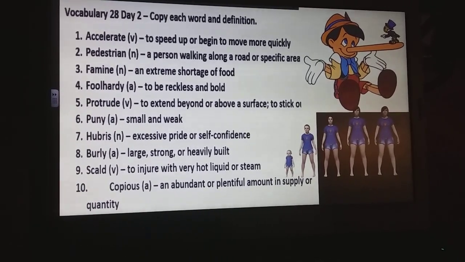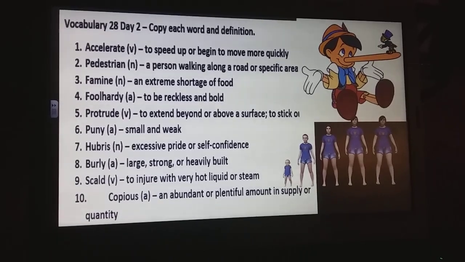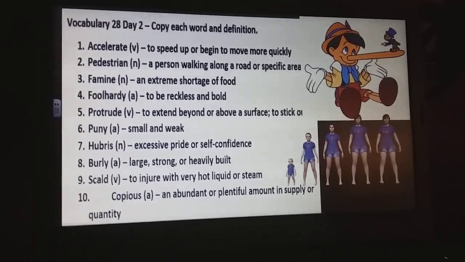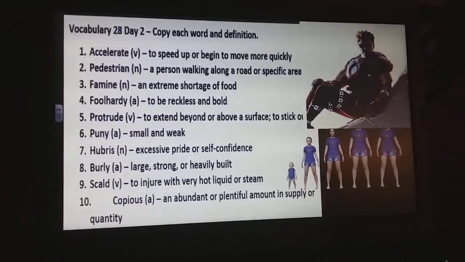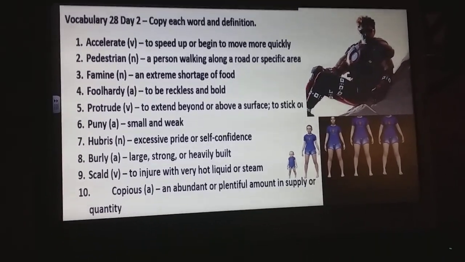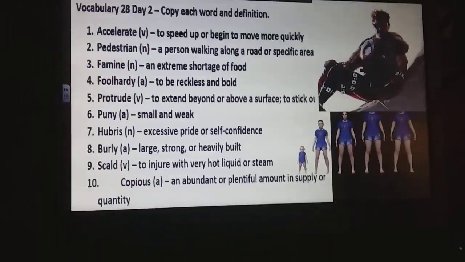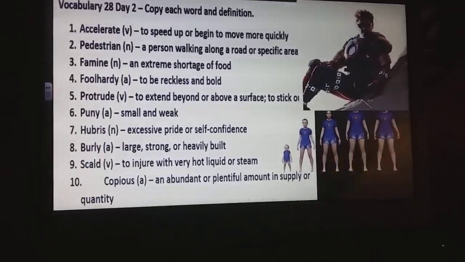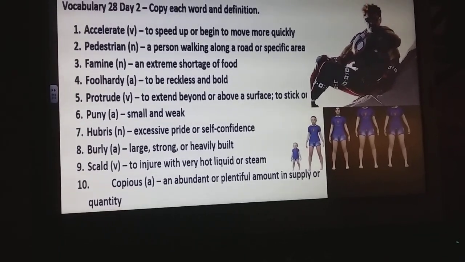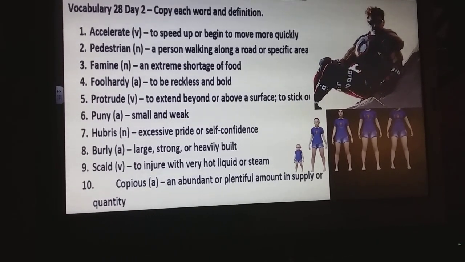Word number 7 is the word hubris, which is a noun. A noun being a person, place, thing, or idea. Now, hubris means to have excessive pride or self-confidence. The photo chosen for hubris is that of Tony Stark, Iron Man. The reason this is a really good example or visual for you is because the character that he portrays in the Avengers is that of someone with hubris. He is extremely prideful and has a lot of self-confidence.